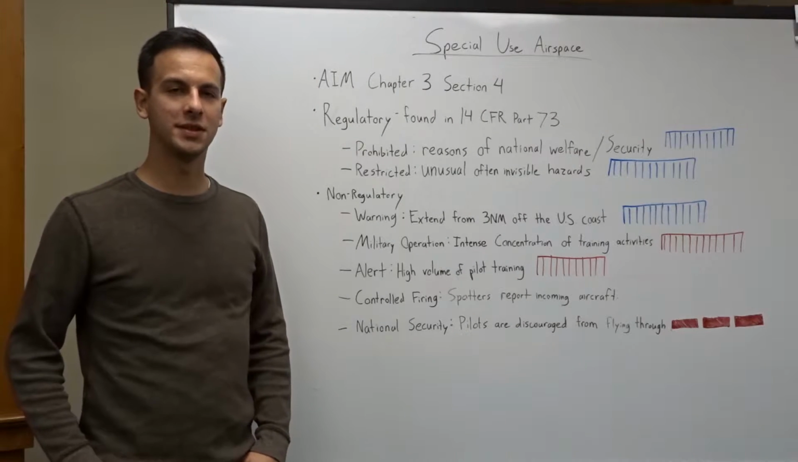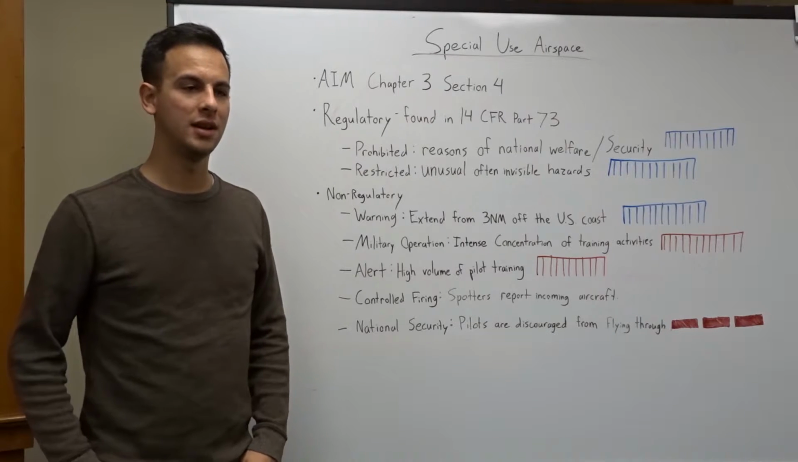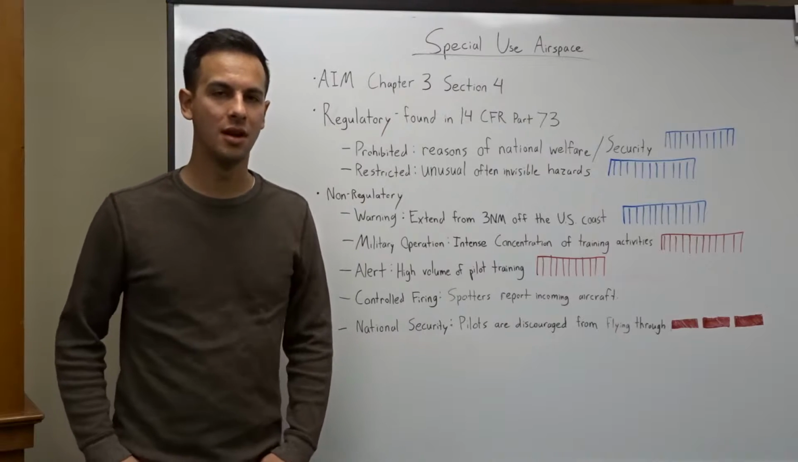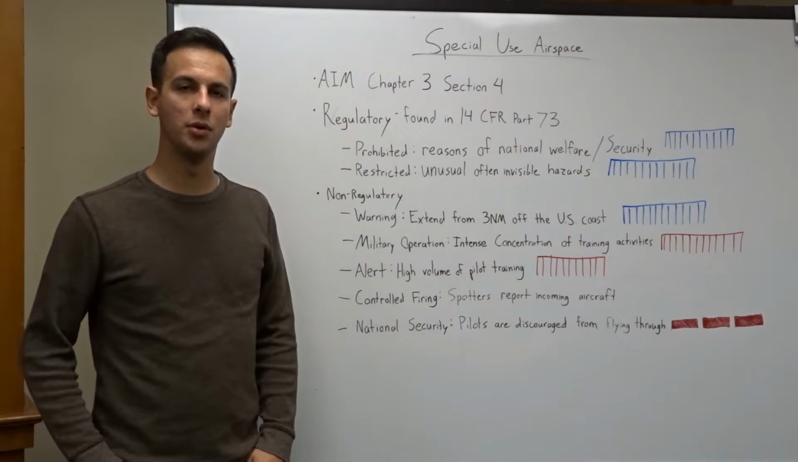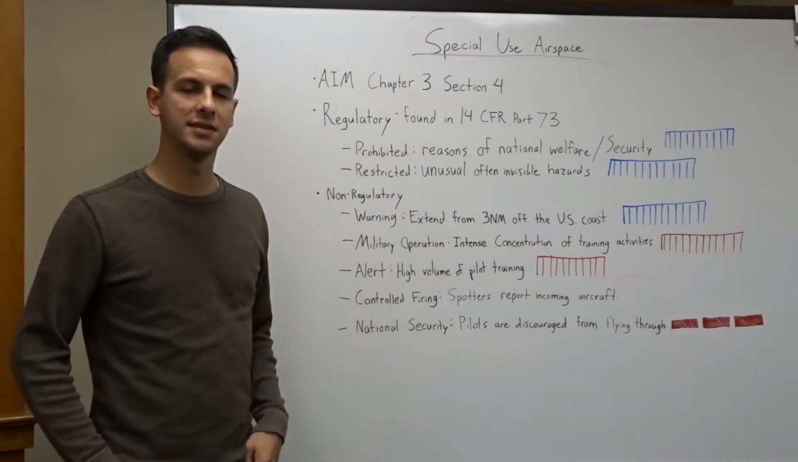Special use airspace is described in the Aeronautical Information Manual, Chapter 3, Section 4. It is defined as an area wherein certain activities are constrained because of their nature, or certain limitations are imposed upon aircraft operations because of those said activities.